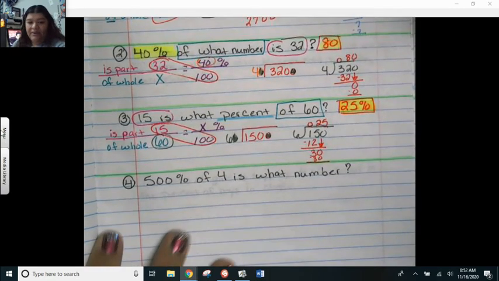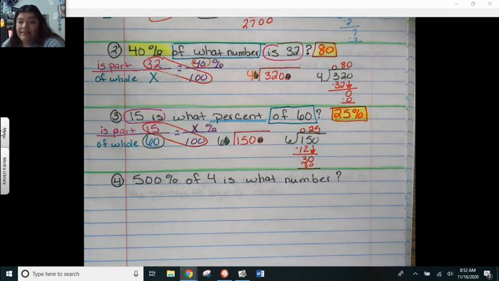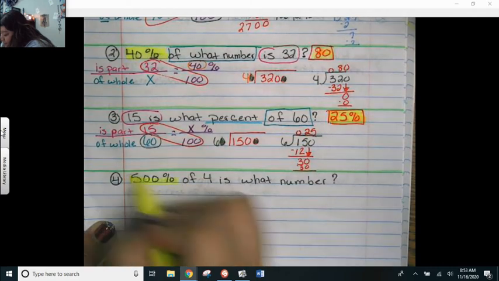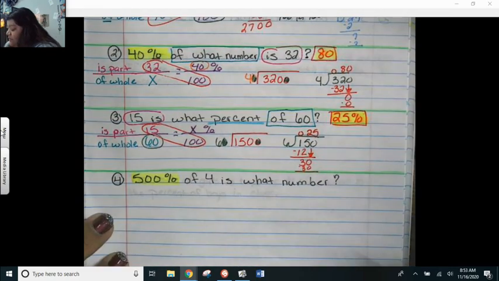Now, the last one here, go ahead and write it down. It says 500%. Yes, we can have percents more than 100. 500% of 4 is what number? Now, what's the key word here that tells me I can use a percent proportion? Percent sign. So now I see a percent sign, which tells me I can use a percent proportion.